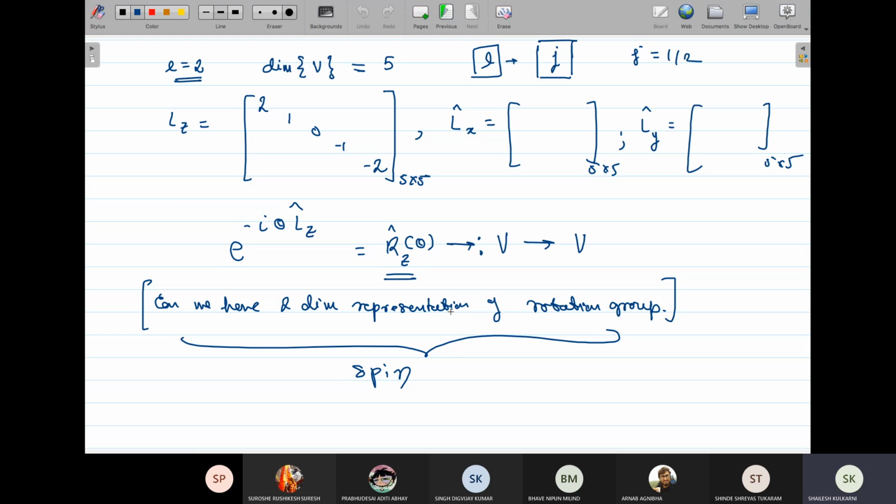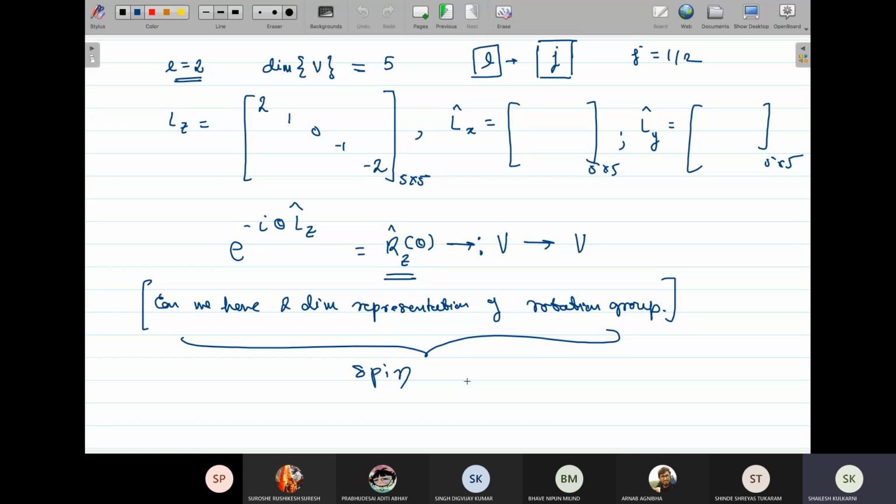But that does not happen for a spin. When you rotate this object by 2 pi, you will not get the same object. You will get the negative of that. In fact, when you rotate by 4 pi, you will get the same object.